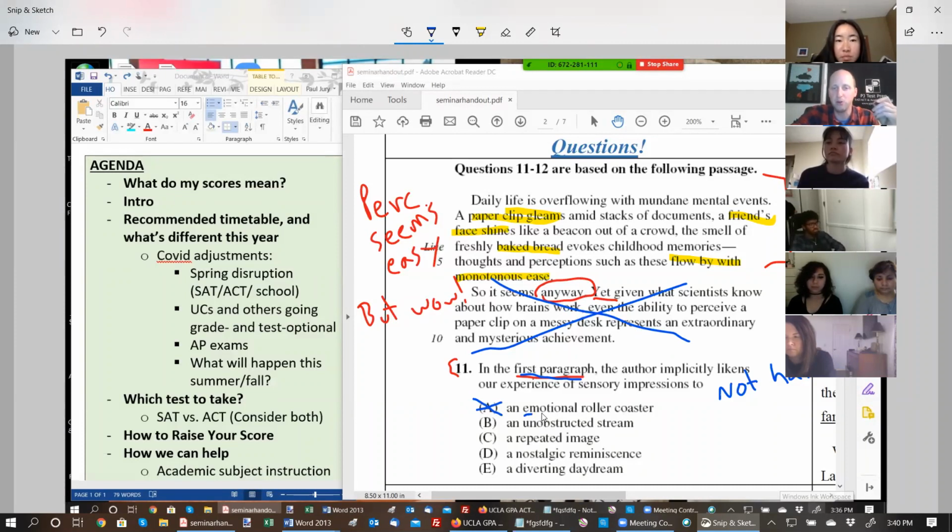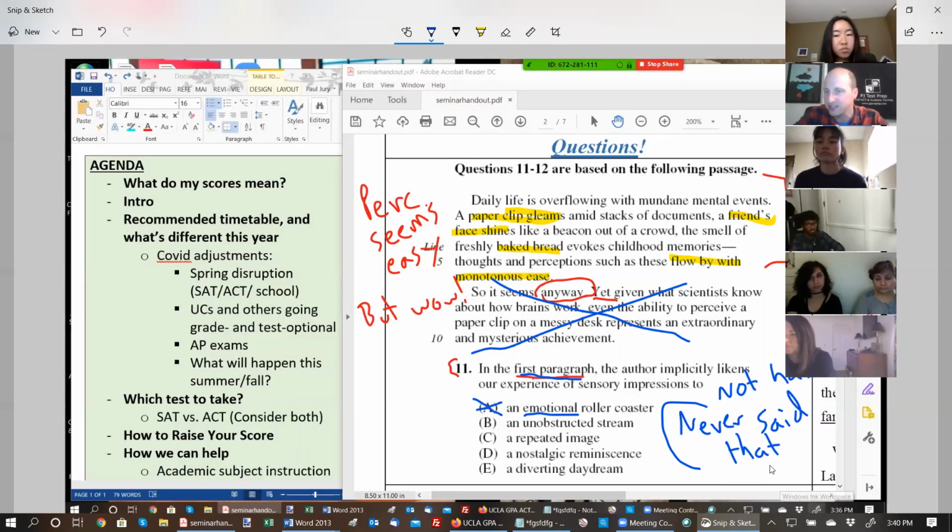First of all, emotional is what we would call a never said that. You guys should actually write this phrase down. Never said that is like your best friend on this section. So many of the answer choices are this, and these are tricky because they sound like they might be true in real life, but they didn't actually state them in the passage, and that makes them wrong. So be careful of that.